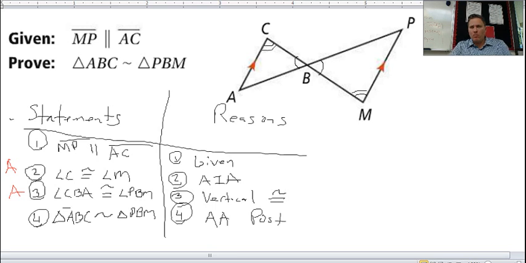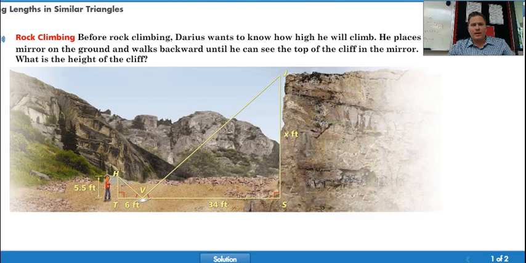All right, we got one more problem left. Our last problem, write down the question and then just write down these two triangles. So this is before rock climbing. Darius wants to know how high he will climb. He places a mirror on the ground and walks backward until he can see the top of the cliff in the mirror. What is the height of the cliff?